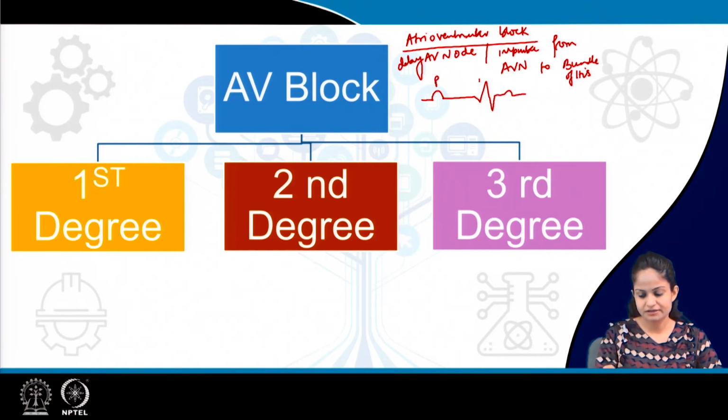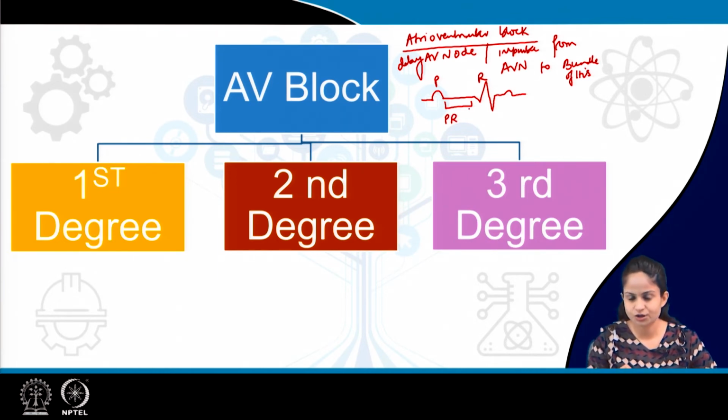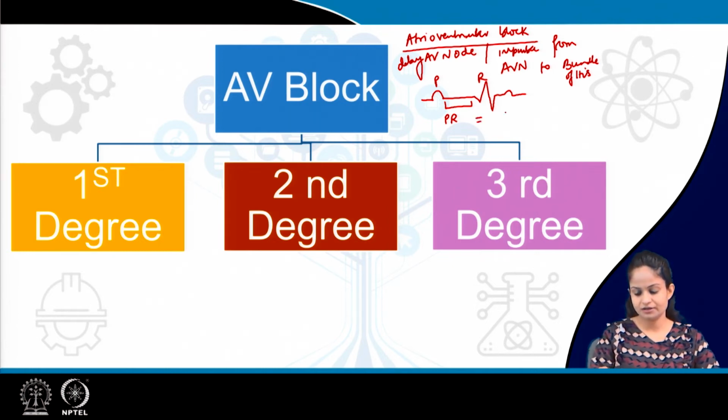So, this is P, this is R. This PR interval usually tells about our AV nodal conduction and the bundle of His conduction, which means any blockage or delay at the level of the atrioventricular node will cause prolongation of the PR interval.